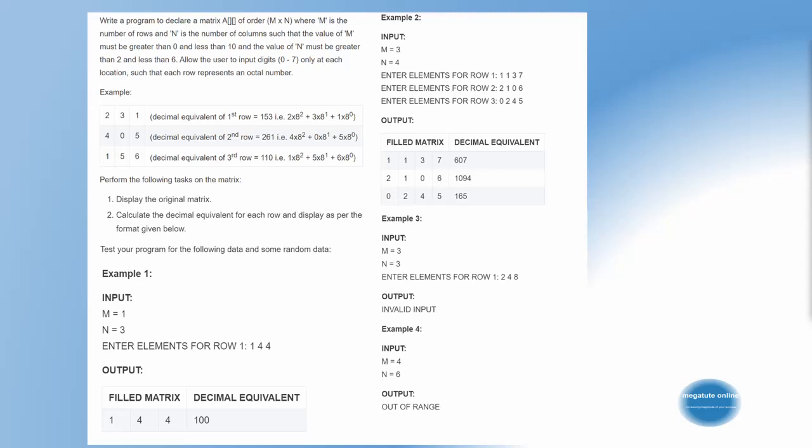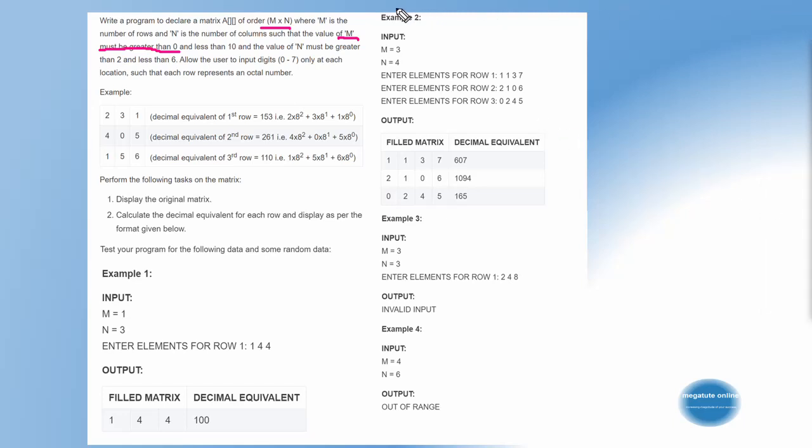Okay, so this is question number two of the 2020 practical paper. Let's go through the question and try to understand what it is asking us to do. All right. So it says write a program to declare a matrix of m times n, where m is the number of rows and n is the number of columns, such that value of m must be greater. So first condition is value of m must be greater than zero.